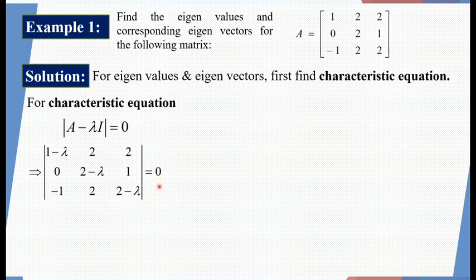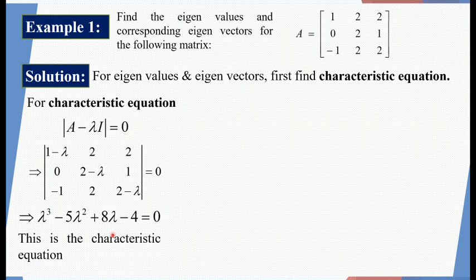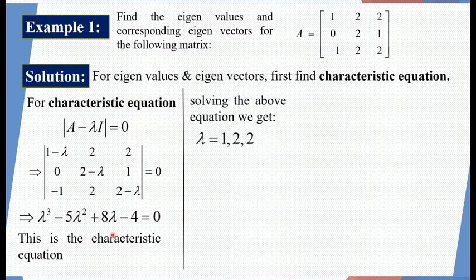Now expand this determinant with respect to any row or any column, and after expanding we get a cubic equation: lambda cube minus 5 lambda square plus 8 lambda minus 4 equals to 0. This is the characteristic equation in lambda. To solve this cubic equation with the help of hit and trial method, we get lambda equals to 1, 2, 2. So this is the case of non-symmetric matrix with repeated eigenvalues.